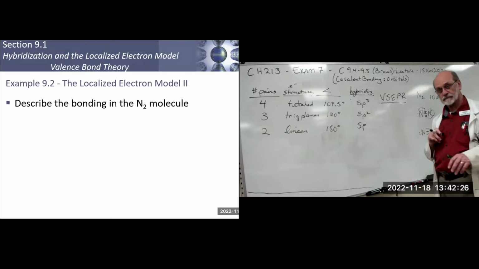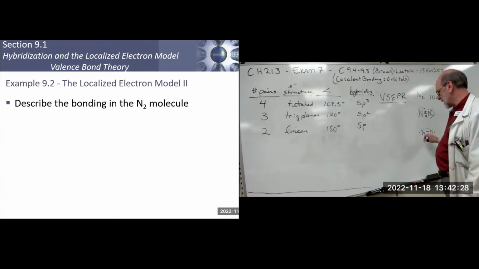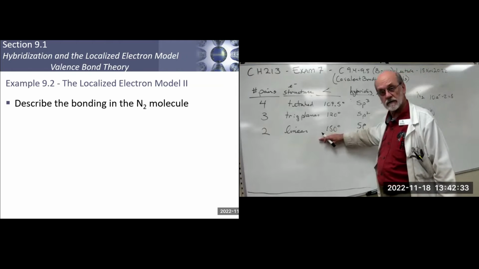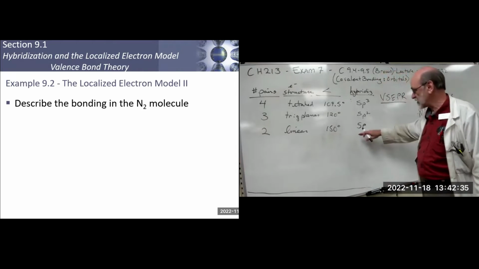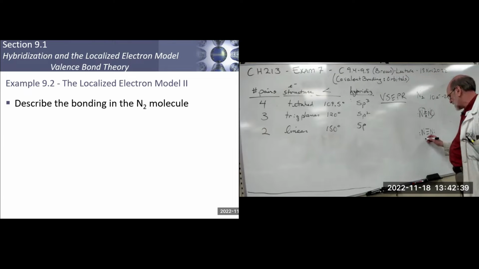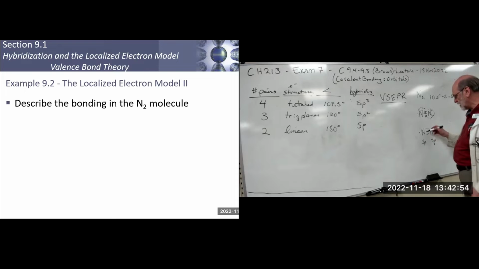Now, how many groups around each atom? Two. So that means it's going to be linear, and that means it has to use sp hybridization. So sp here and sp here gives you a linear structure. And then you've got 2 unused p orbitals on both nitrogens, and those unused p's give us a pi bond here and a pi bond there. So we have a sigma, a pi, and a pi.